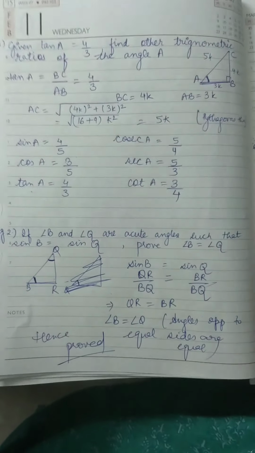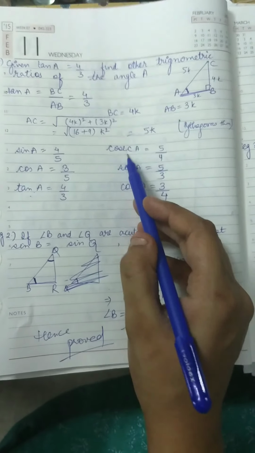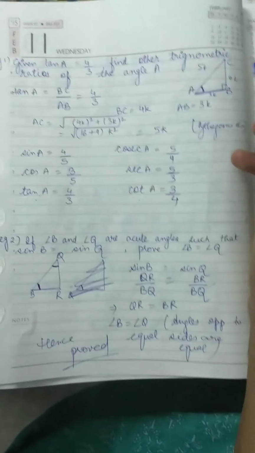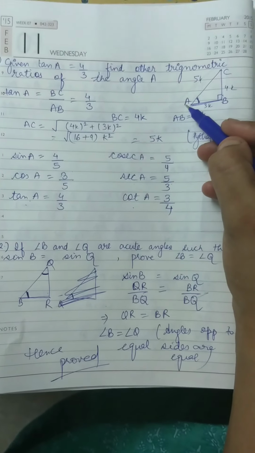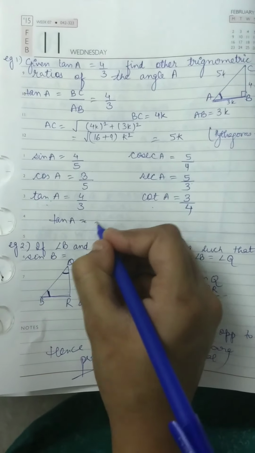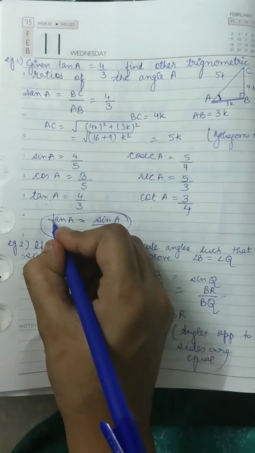This is a very easy topic, you just have to understand the concept of sine, cos, tan, cosec, sec and cot. If you understand what sine A is, the side opposite to angle A upon hypotenuse, then it will be very easy. Tan A can also be written as sine A upon cos A. If I divide sine and cos, then tan A can be obtained.